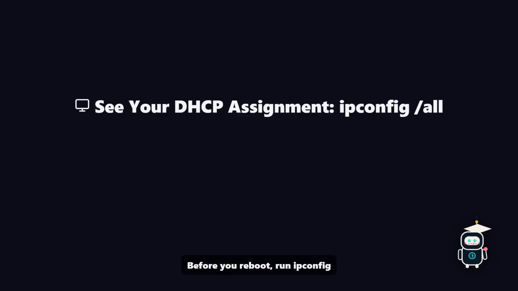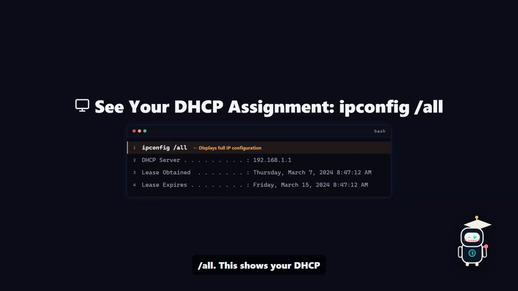Before you reboot, run ipconfig /all. This shows your DHCP server's IP, when you got the lease, and exactly when it expires. That's the first diagnostic stop for any connectivity mystery. The common mistake? Assuming your IP is permanent when it's actually borrowed on a timer.